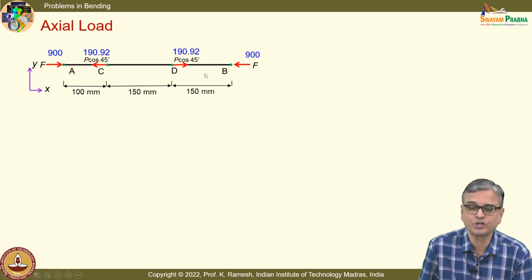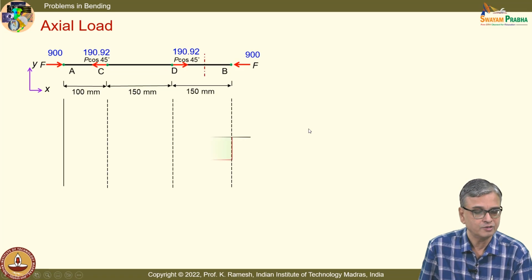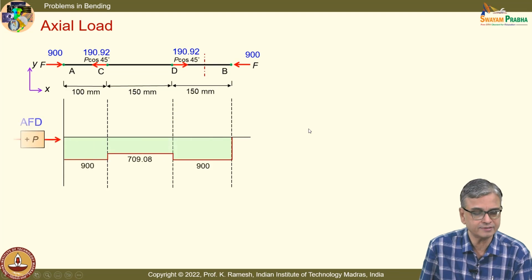and it is easy for you to draw the axial force diagram. You can take sections and do it, but you can also do it directly like this. And here again, the point D is the one which has the maximum axial load. From the diagram, you can read that this is 900 newtons. Okay. And you have the cross section.